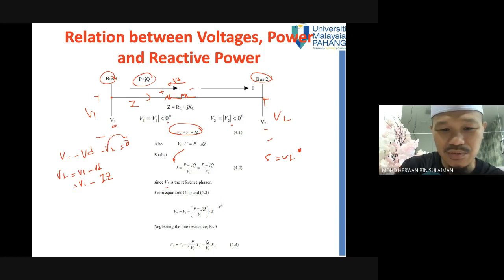From this equation, you substitute back into equation 1, so you get this equation: V1 minus I times Z. Normally when we learn about the transmission line, we assume X is much greater than R, so we assume R is zero. What remains is V1 minus jP divided by V1 XL. Expanding it, minus Q over V1 XL. So you get this equation.